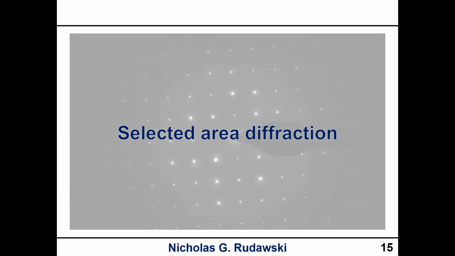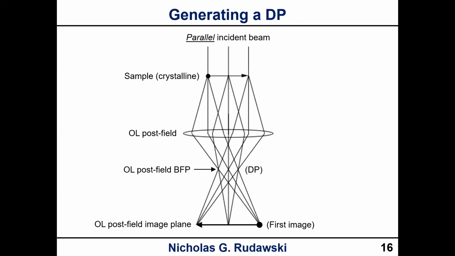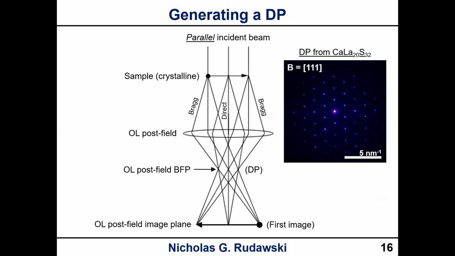All right, so moving on, the second technique is selected area diffraction. So we saw this diagram before, talking about high res. If we're talking about generating a diffraction pattern, again, we have the parallel incident beam, which interacts with the sample and comes out as direct and Bragg components. My objective lens post field then focuses the rays traveling in the same direction to the same spot in the back focal plane, and that's where I have my diffraction pattern. So I end up seeing something like this.